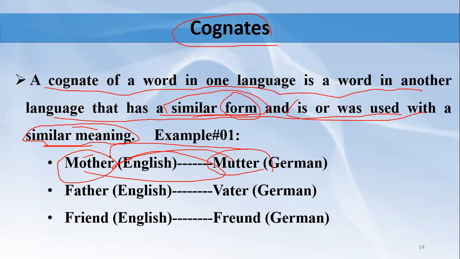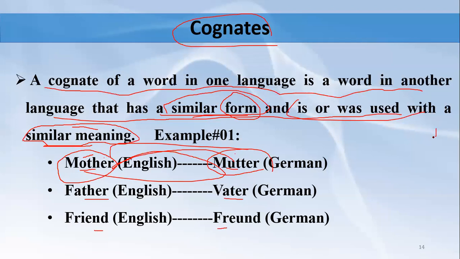So when we have two words in two different languages, and those words are similar in terms of form and in terms of meaning, such words are said to be the cognates of each other. Fine, like the cognate of the English word mother in the German language is Mutter. The cognate of the English word father is the German word Vater. The cognate of the English word friend is the German word Freund.